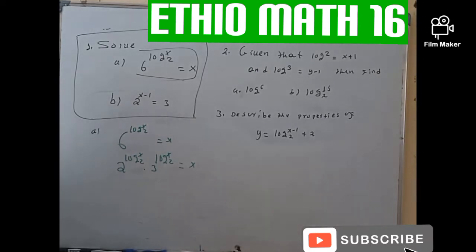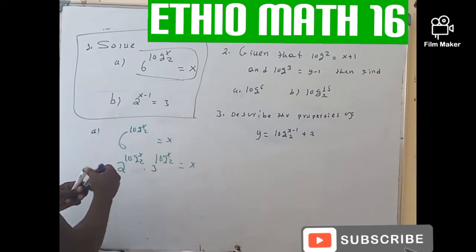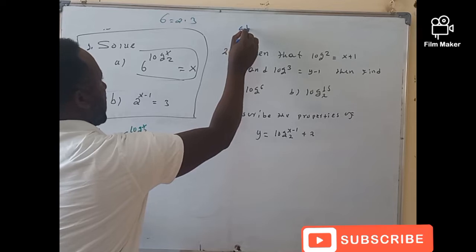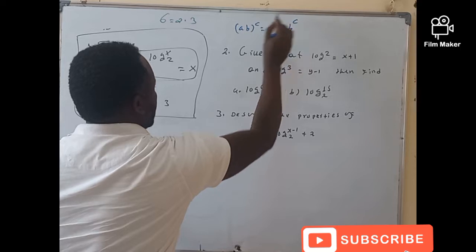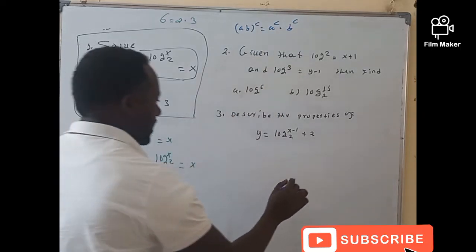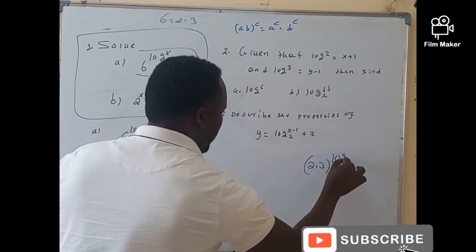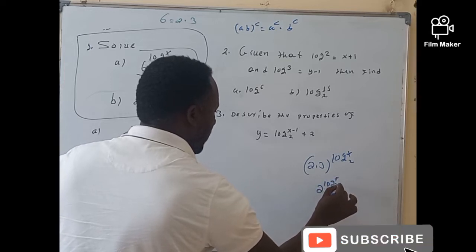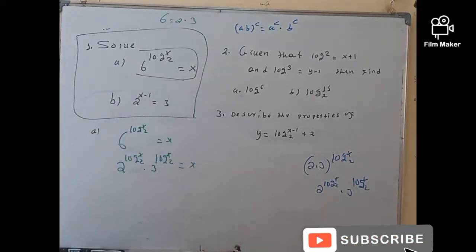This is written in this form. Do you know the reason why it can be written this way? You know that from the law of exponents, (AB) raised to C means A raised to C times B raised to C. Because of this principle, 6 means 2 times 3. So 6 raised to the logarithm of x to the base 2 means 2 raised to the logarithm of x to the base 2 times 3 raised to the logarithm of x to the base 2. That can be written in the form I have written here.